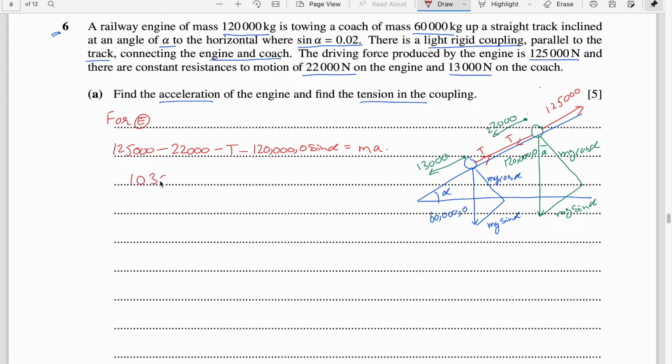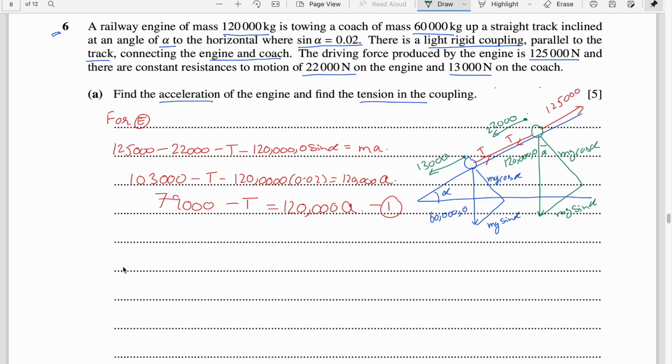This is 103,000 minus tension minus 120,000 times 10 times 0.02 equals mass times acceleration, which is 120,000 times acceleration. So when we simplify this, we get 79,000 minus tension is equal to 120,000 times acceleration. Let this be equation 1.